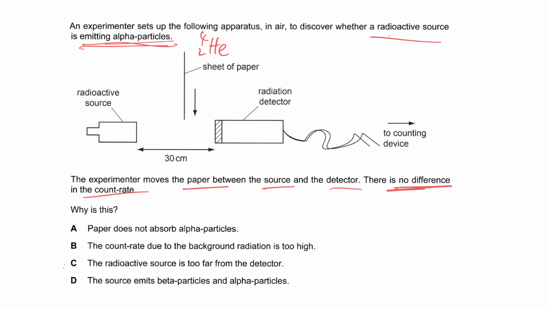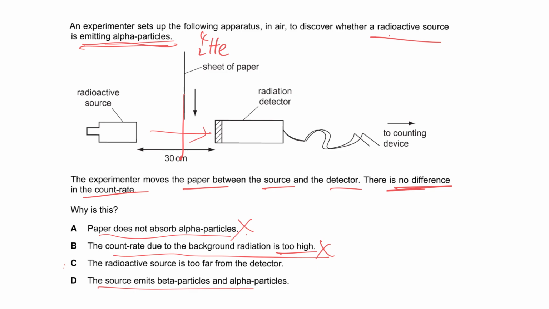Let's go through all the options here. Let's look at A. The paper does not absorb alpha particles, which is wrong. It will be absorbed. Next, for B, the count rate due to the background radiation is too high. Now, this one is wrong. Why? Because if there's alpha particle with the paper, it will absorb the alpha particle, so the count rate will definitely decrease regardless of what is the count rate for the background radiation. Now let's go to D. The source emits beta and alpha.